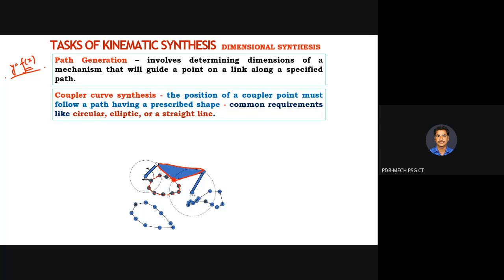So if I need to achieve some specific task, I need to understand this. This particular point is going to trace a path like this. Similarly, this point is also a point on the coupler. Even though it is attached to the rocker, it is assumed to be on the coupler also. Then this particular point makes a path like this. So if I need to do some operation at this place and want to study what paths my coupler point traces, that is called path generation dimensional synthesis.